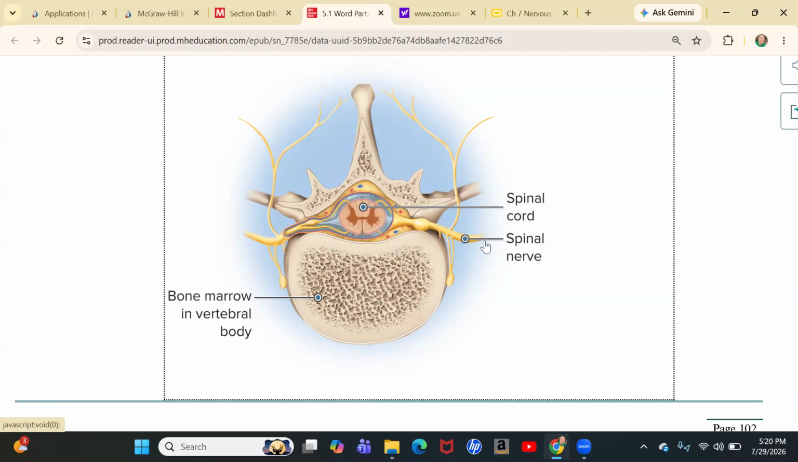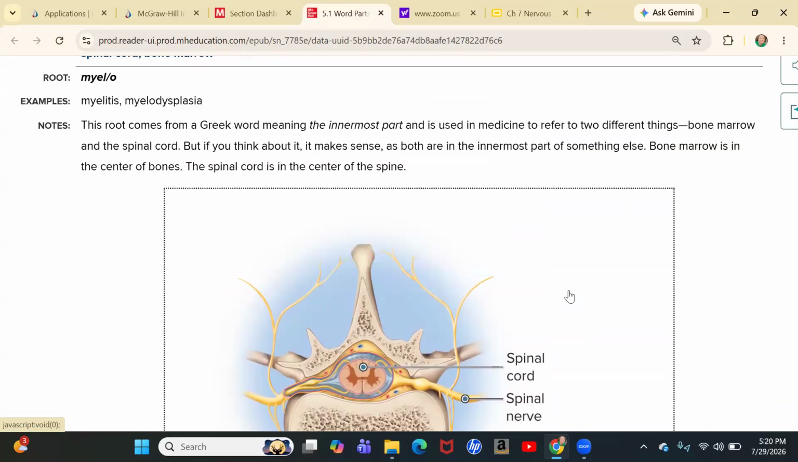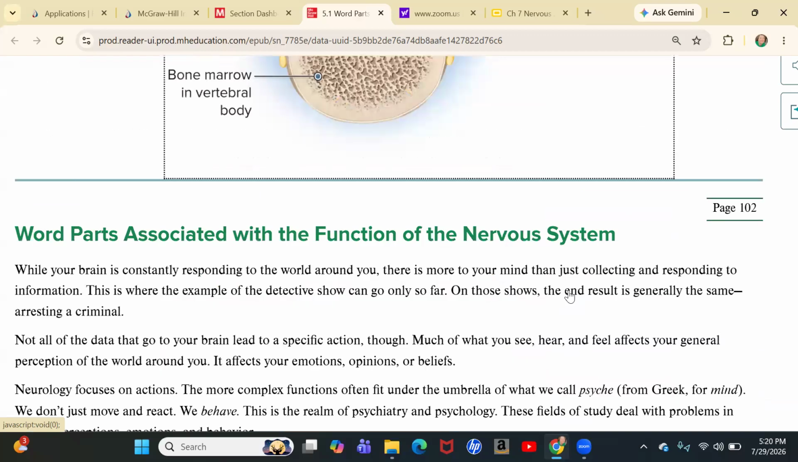So spinal cord, you have your spinal nerves that are going to branch off to form your peripheral nervous system. Okay. That are going to branch off either dorsally or ventrally here and carry that message. So myelo meaning spinal cord.